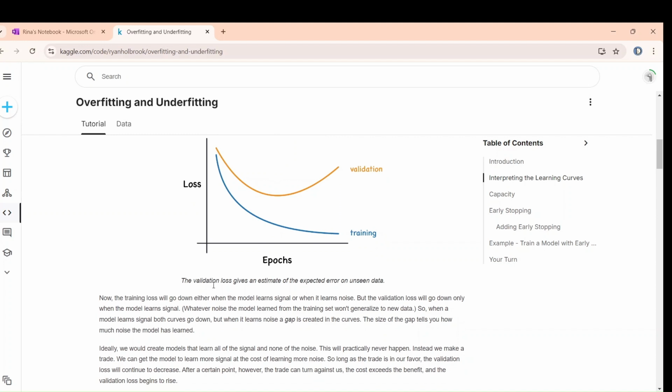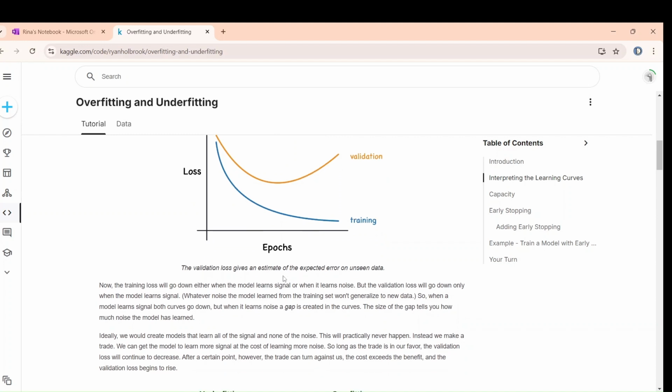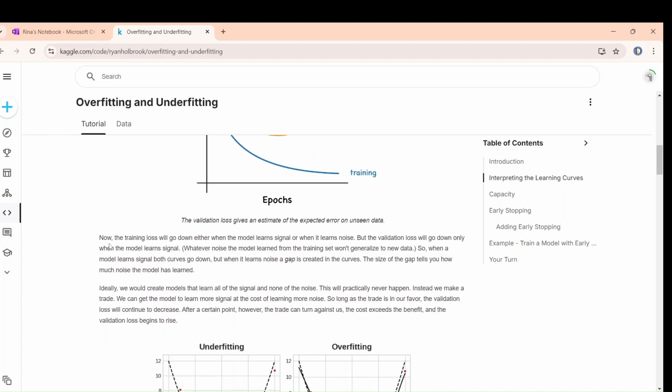it gets reduced for validation also. Okay, so the validation loss gives an estimate of the expected error on unseen data, because this is unseen. Training data means the model has seen this data, and that's why the loss is getting reduced. But this is not seen by the model. This is unseen. That's why after a certain time it is again getting increased. So we have to stop this one.